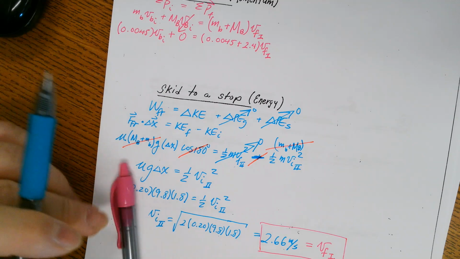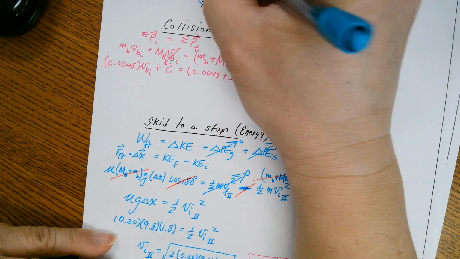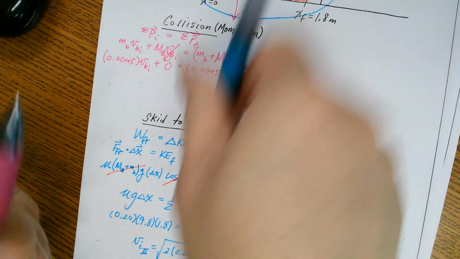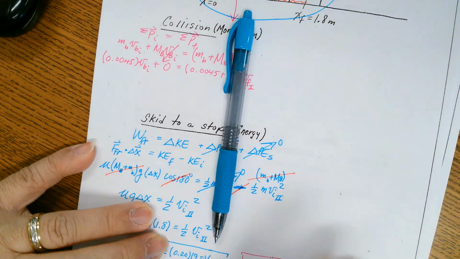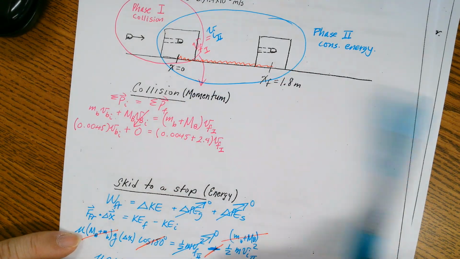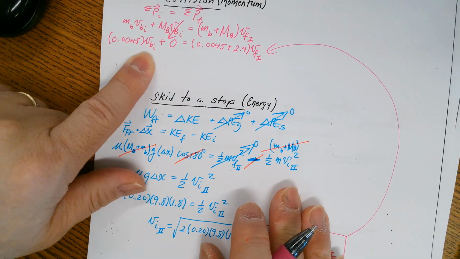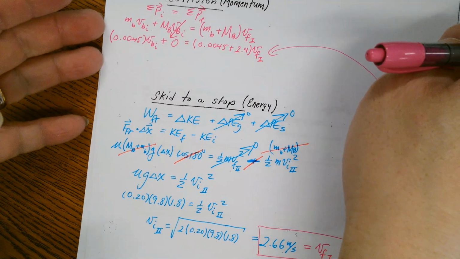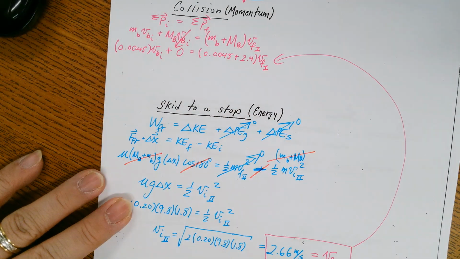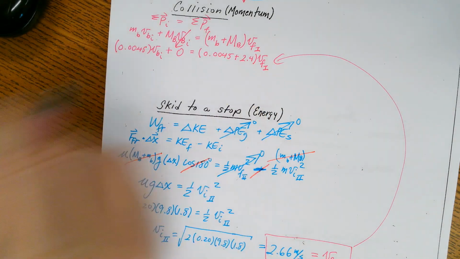So we can say that v initial of phase 2 is equal to v final of phase 1. Okay, we could say that. Therefore, we can utilize this and put that in here to figure out the initial velocity of the bullet. So here, this is part A, by the way.